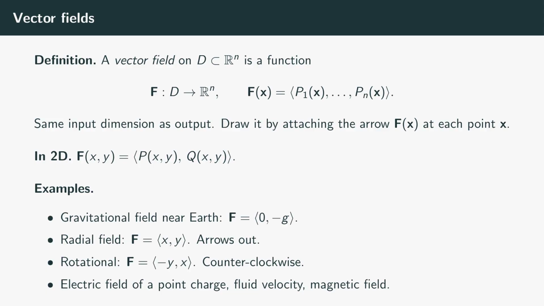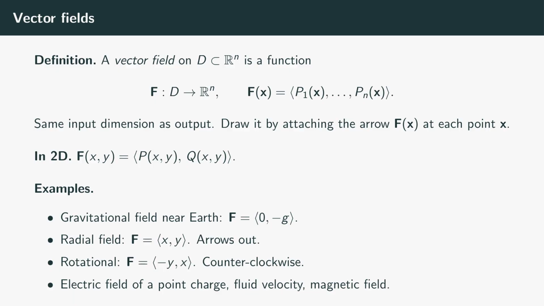Definition first. A vector field on a subset D of n-dimensional space is a function F from D into n-dimensional space. The key feature: the input and output dimensions match. In one dimension, that's a real valued function of one variable. Boring. In 2 dimensions, F of x, y equals the vector P of x, y, Q of x, y, a pair of scalar fields packaged together. We visualize it by drawing, at every point x, y, a small arrow whose tail is at x, y, and whose tip is at x, y plus F of x, y.